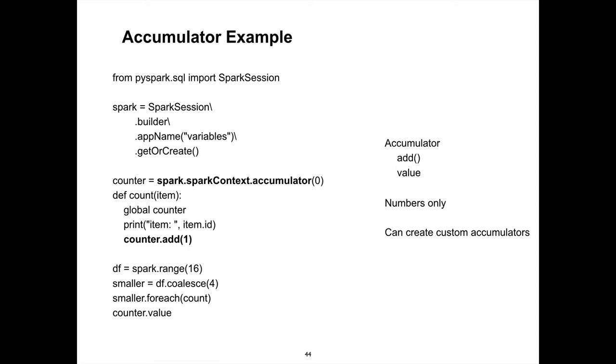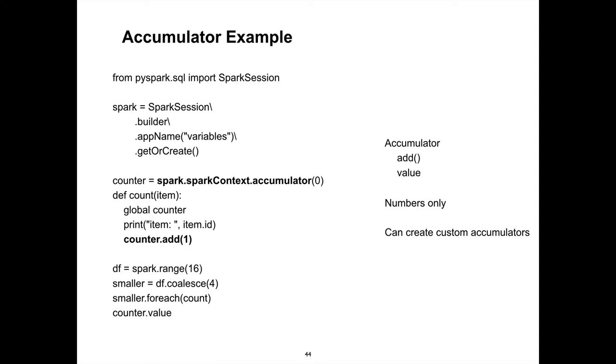Accumulator. Again, the accumulator is just for the workers to add things to it, and then the master can read it. So here, again, create the Spark session. I need a context. I'm creating an accumulator: the master creates it and gives it an initial value. In this case, it's zero.